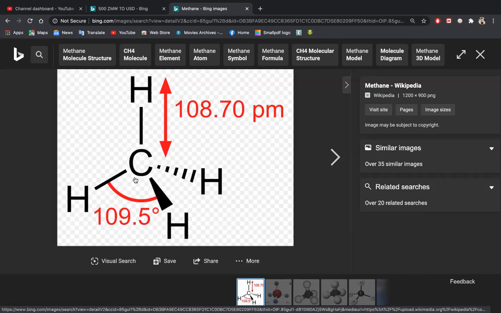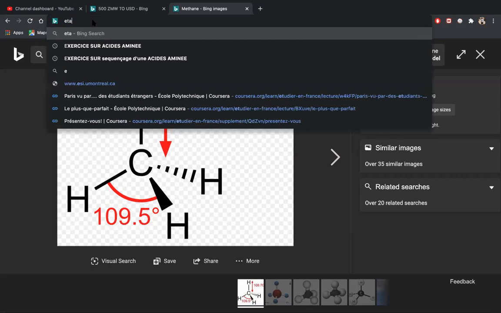Then the two are always in the plane. They are always in a plane. Let me look for another example. Say ethane.